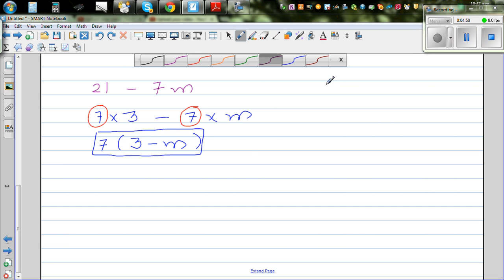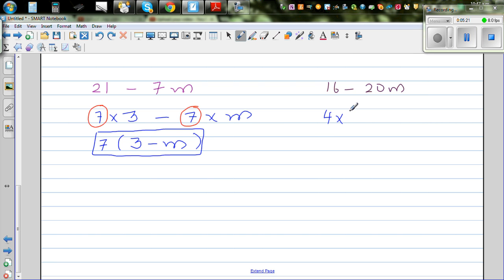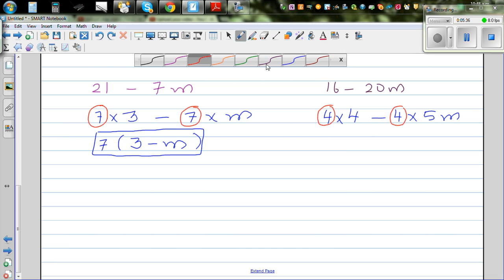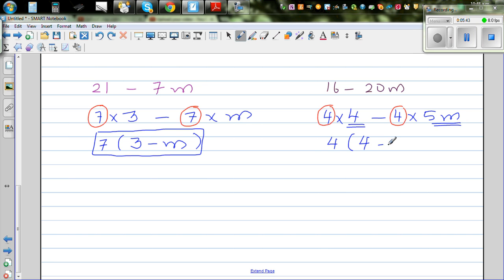Let me take one more example. 16 minus, say, 20m. What's the highest common factor? We can see 2 is a common factor, and the highest common factor is 4. So this is 4 times 4 minus 4 times 5m, because 4 times 5m is 20m. Now you can factor this 4 out, which is the highest common factor, and write inside the bracket what is not common, which is 4 minus 5m. That's all. You can't simplify this more. This is factorizing an algebraic expression.